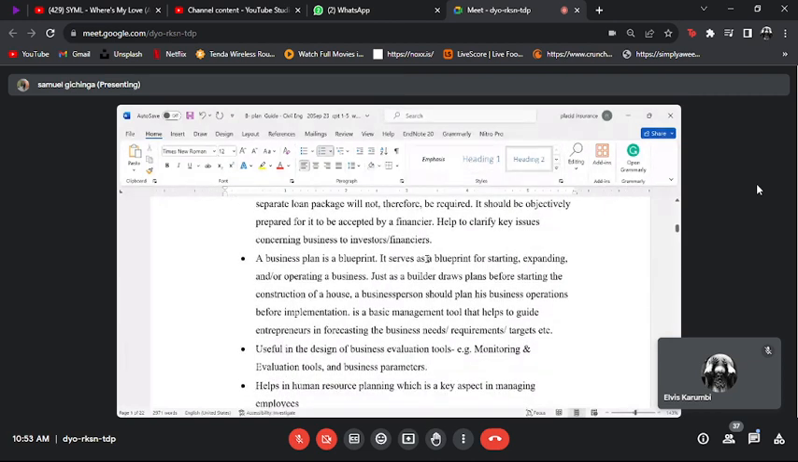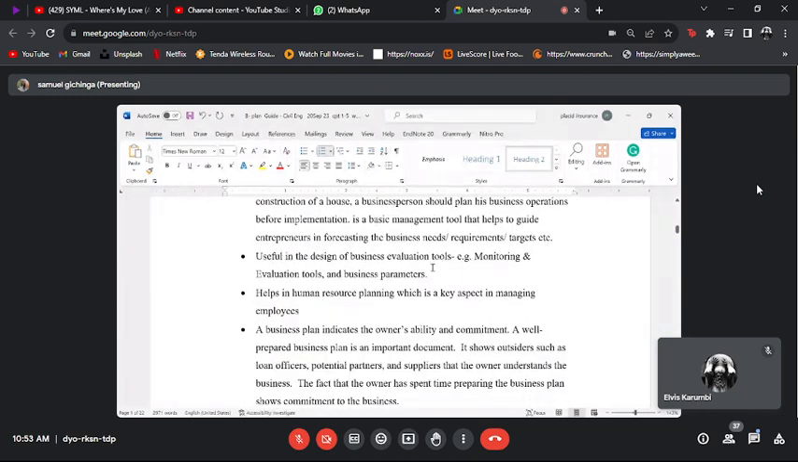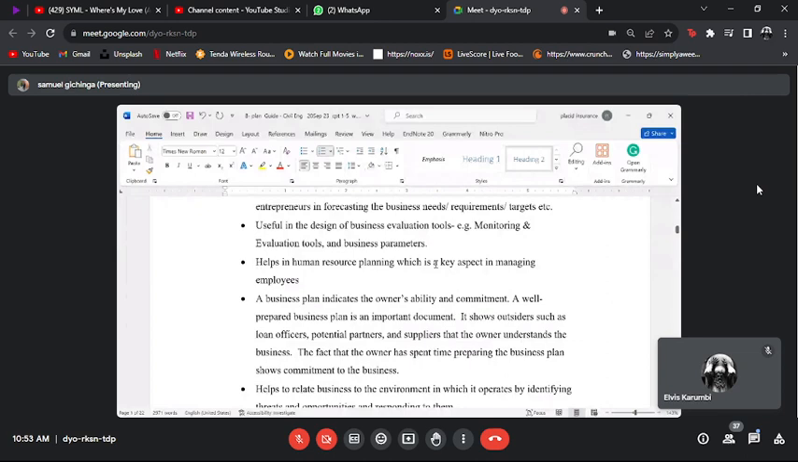It's a blueprint. I've already said, it shows you where you're coming from, where you are, and where you'll be going. Another element is that it helps human resource managers and people to know who to employ, when, how, and how many of them, at what point.